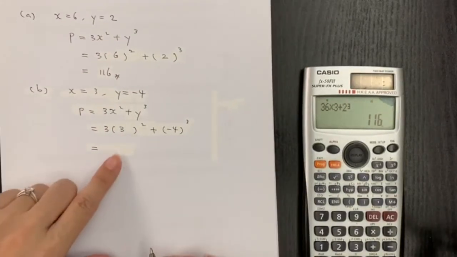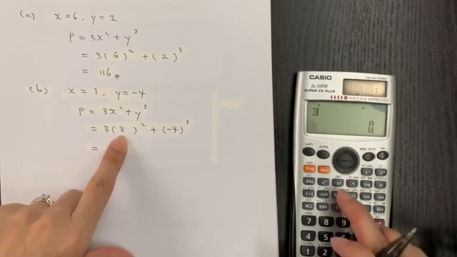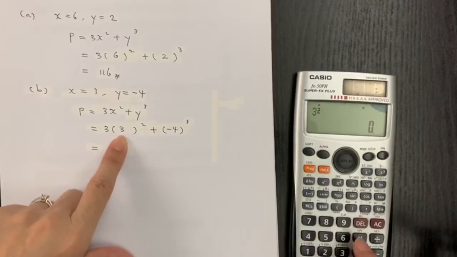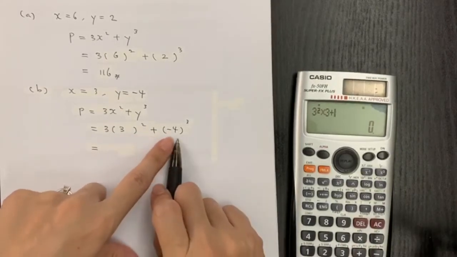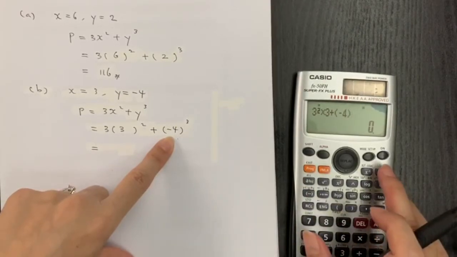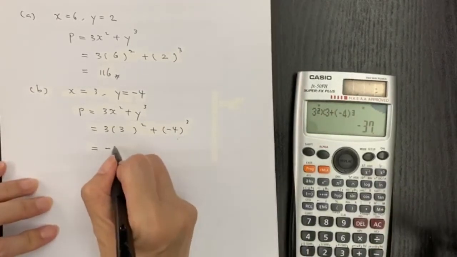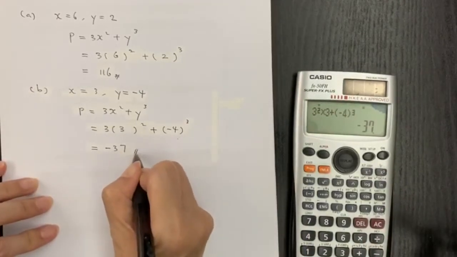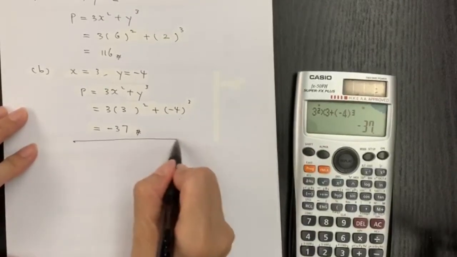Okay, and now I can get the value for P in this situation, which is 3 squared, the button is here, right, times 3, and then plus, now this is very important, I need the brackets, so that is minus 4, and then close brackets, and to the power 3. So the answer is minus 37.